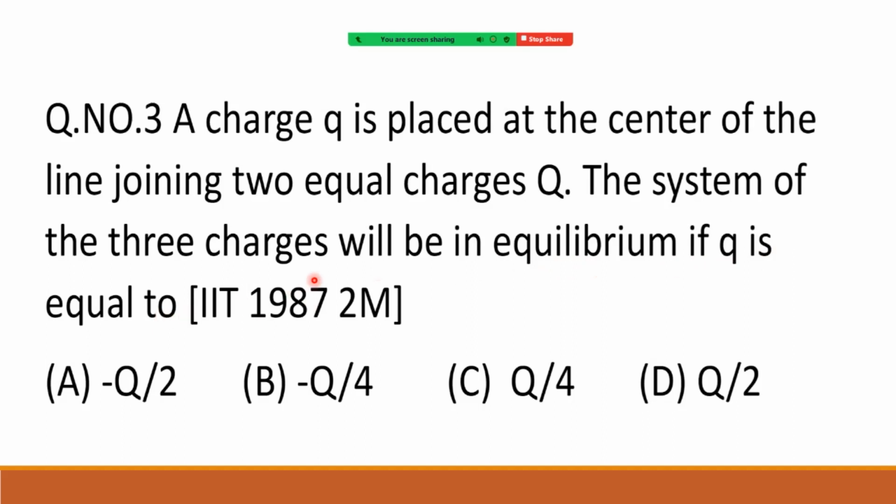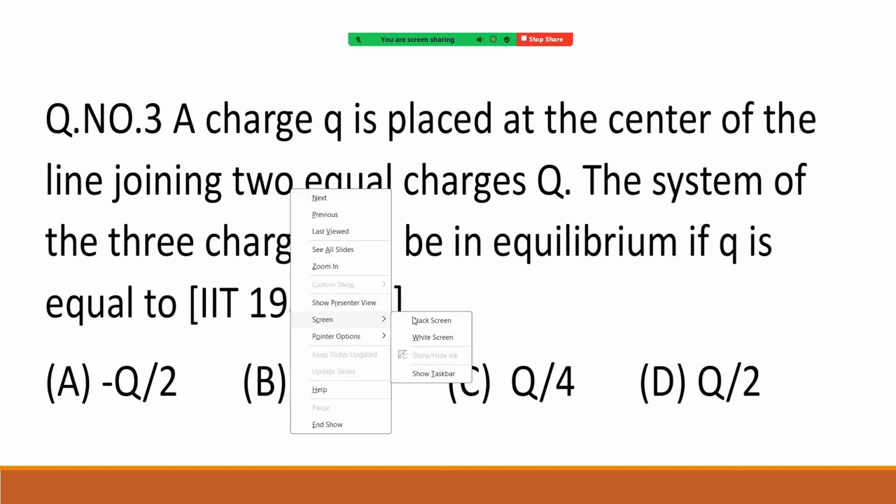Okay. So the important condition is the system of the three charges will be in equilibrium. Its meaning is on each charge, the net force must be equal to 0. If on each charge the net force is 0, then we say the system is in equilibrium, right? So we have to find small q, which we are placing at the center of the line joining those two charges, right? See how we are starting this problem.